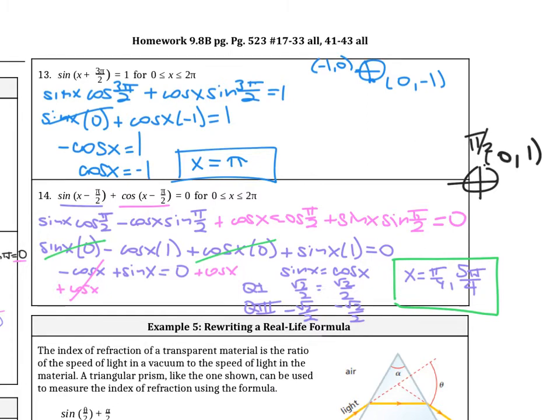Again, when you're looking for these, make sure that it's in radians. Make sure it's in the 0 to 2 pi range, whatever it gives you.